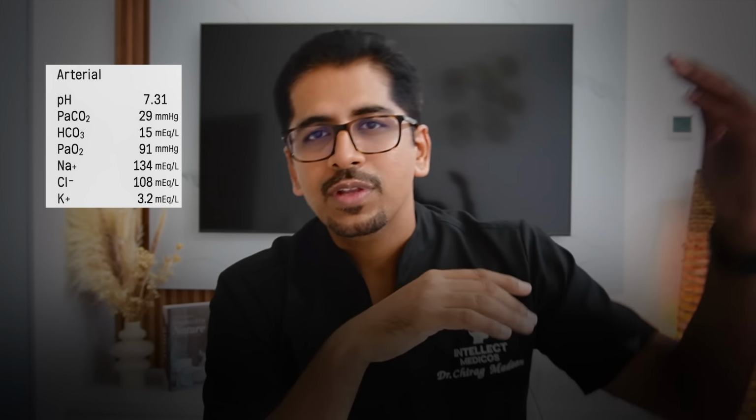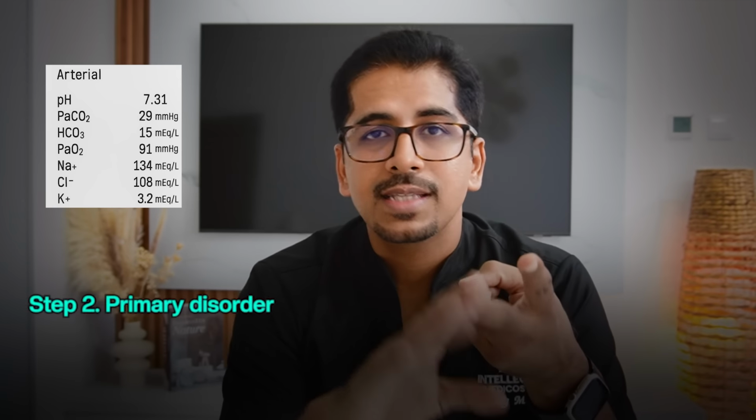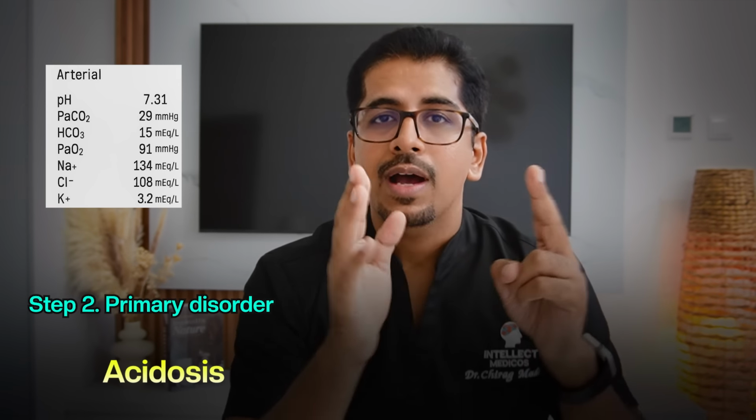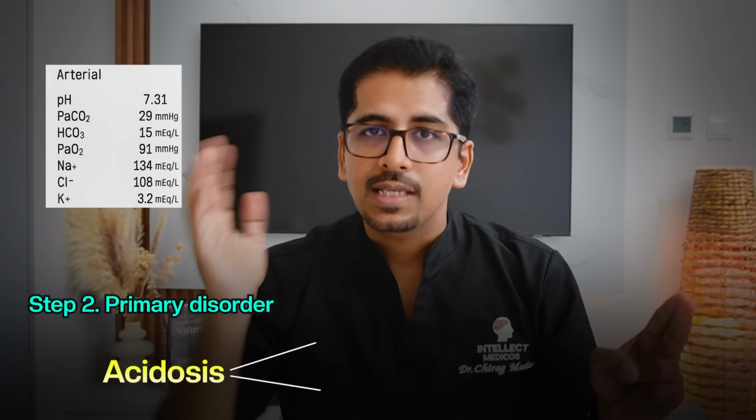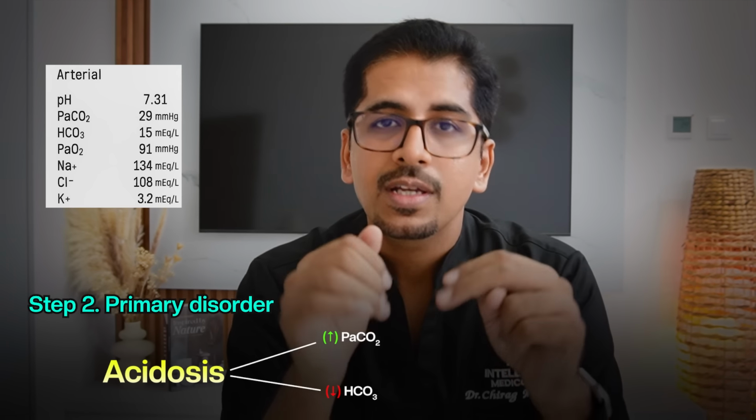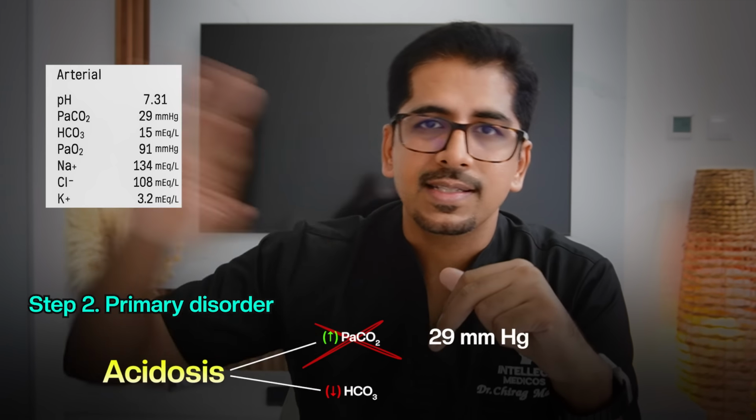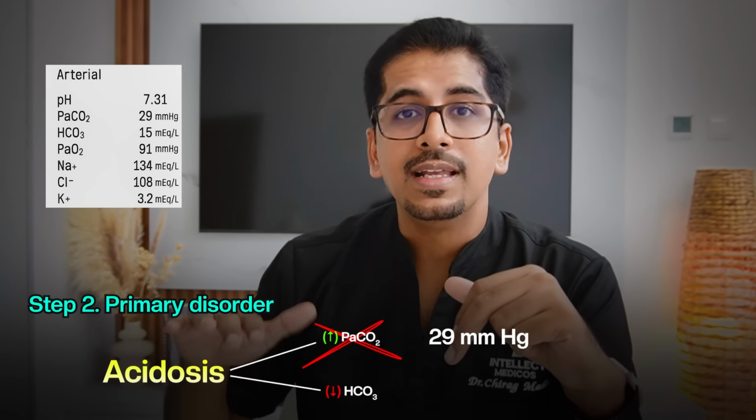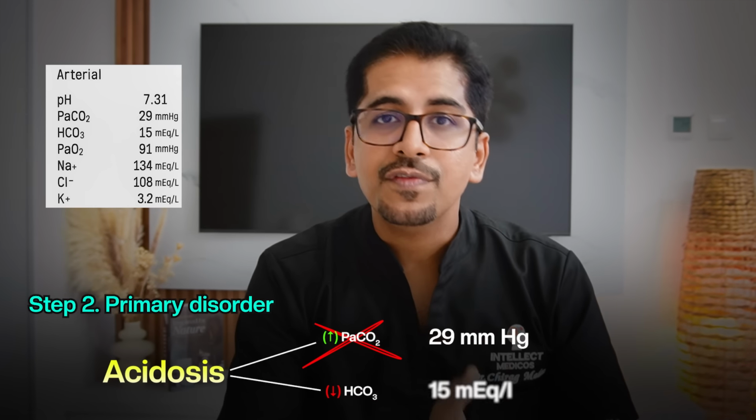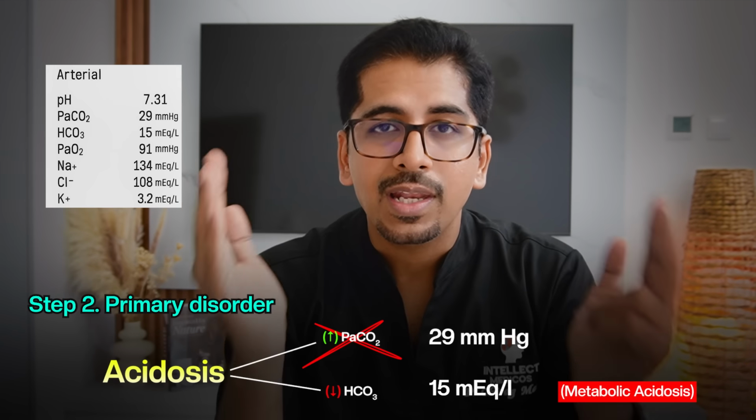Now, coming on to the interesting part, interpreting the ABG. We'll go with those 3 steps which we learned earlier. First, checking the pH. It is on a lower side, 7.31. Acidosis. Second step, finding the primary pathology. Now, acidosis can have two causes. Either you increase the PaCO2 or the acid in the body, or you decrease the alkali agent. In this scenario, PaCO2 is just 29 millimeters mercury. It is low. It cannot cause acidosis. Hence, it is out. The other cause could be decreased bicarbonate. And yes, the patient has 15 milliequivalents per liter, which is significantly low. Hence, the primary pathology comes out to be metabolic acidosis.